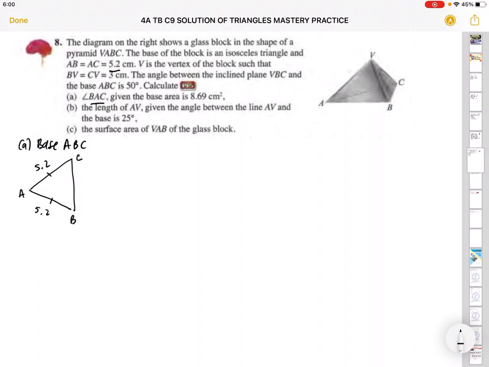So I'm going to use half AB sine C. Since your AB and AC are equal at 5.2, I just take half times 5.2 squared times sine angle CAB, and this result is 8.69. So what will angle CAB be? Take a calculator, 8.69 times 2 divided by 5.2 squared. Whatever you get, shift sine, and your angle is 40, right? Okay.